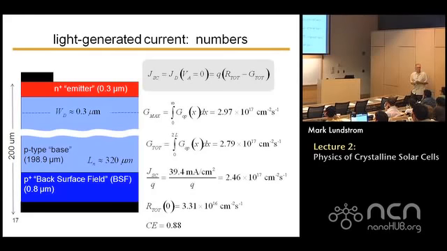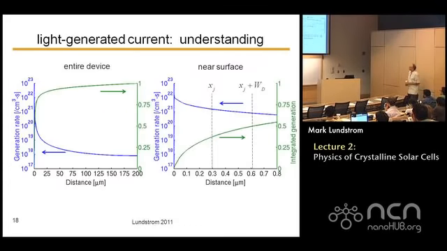That's a pretty good number, but for the ultimate record efficiency silicon cells, people do better, over 90%. Now, we can do these plots. We can run a simulation and look at these plots and try to see what's going on inside this solar cell.